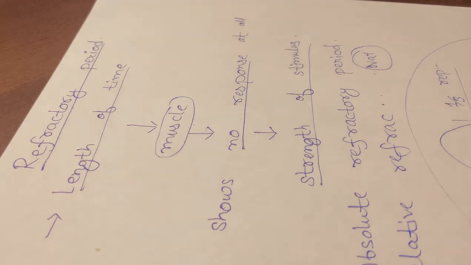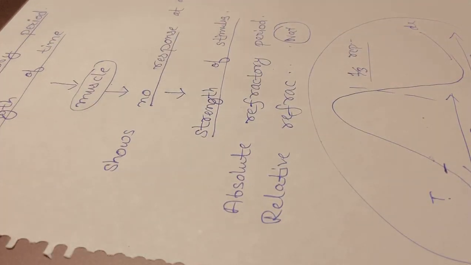That's why cardiac muscles do not have a fatigue problem. So that was all about the refractory period, absolute refractory period and relative refractory period. Thanks.